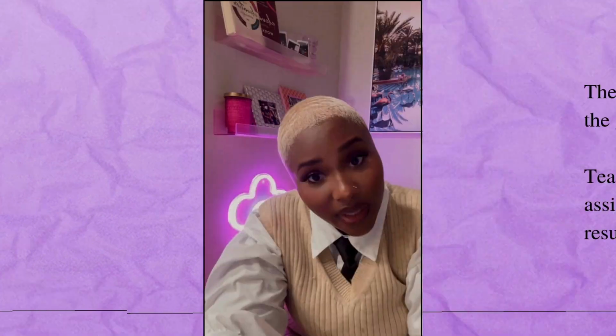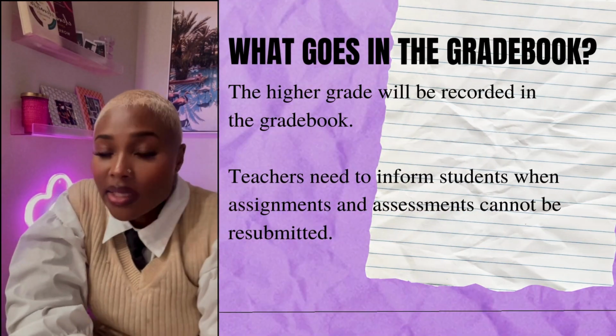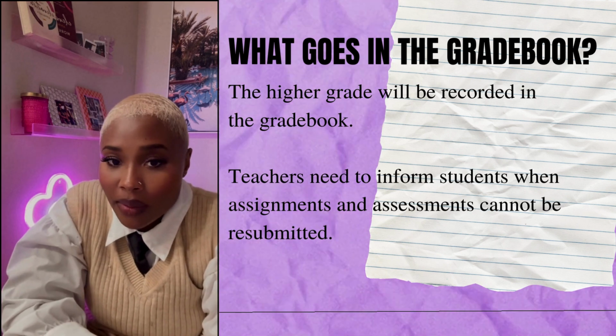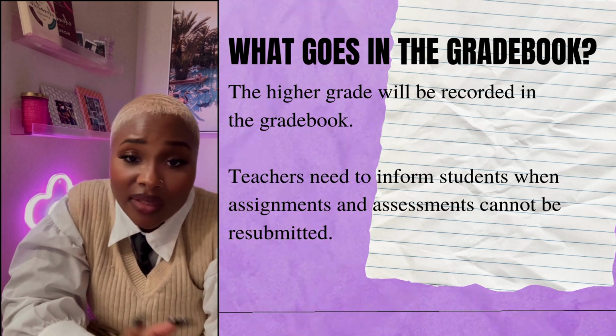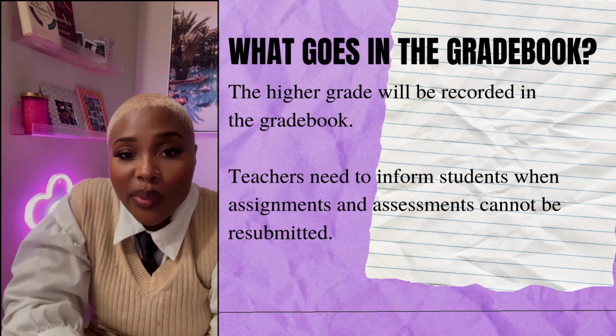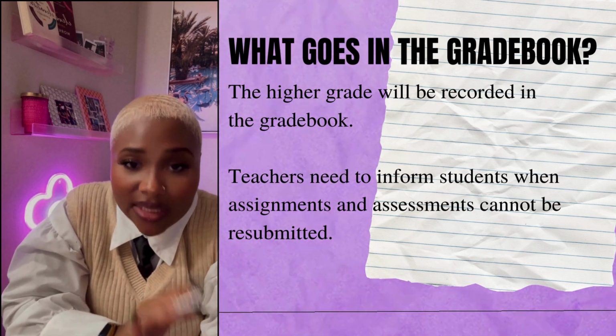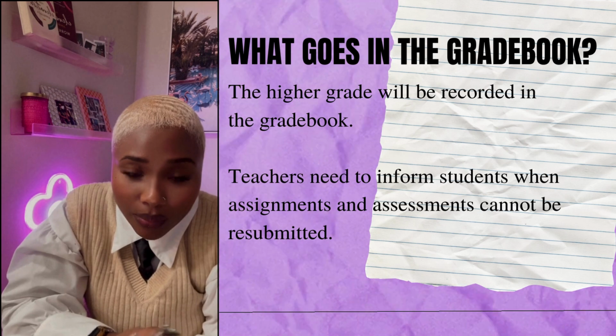If the original has a C, and when the student retests, they end up getting a D, they will keep the C on record. But if on the retest, he received a B, then the B will be on record. Now, the only way this rule doesn't apply is if the teachers have communicated that reassessments will not be allowed, okay?